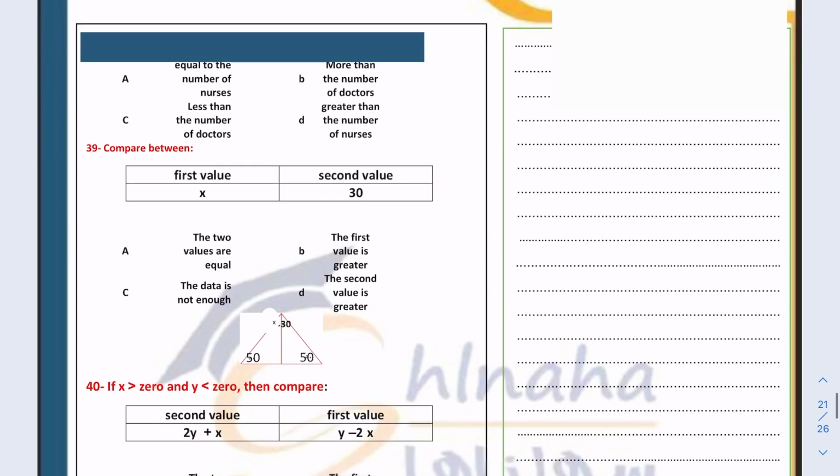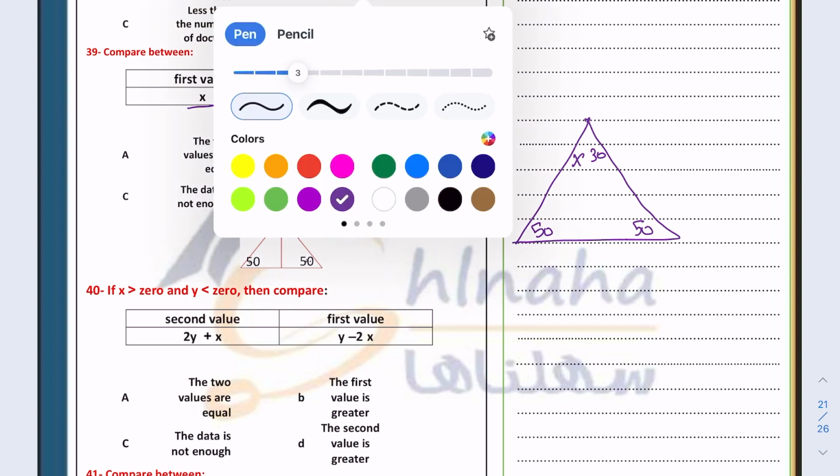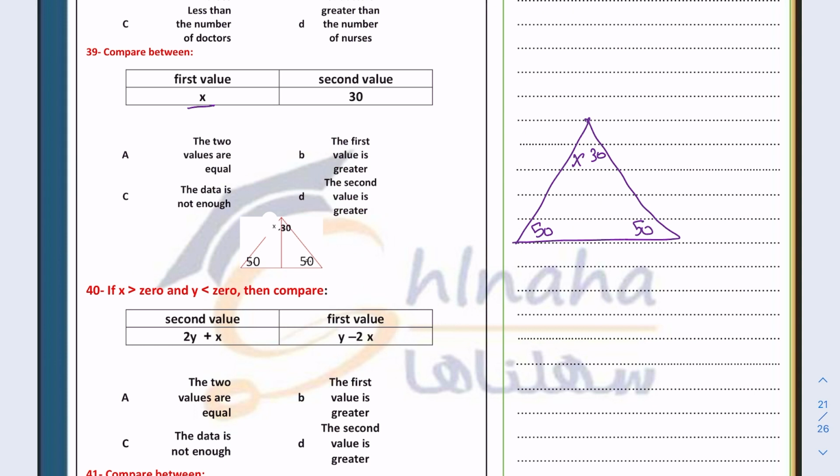Question number 39. In this figure, compare angle X and 30. Do you see? I will try to draw the question again. I have here 50, and here it's 50. Here it's 30. And here it's X. Now, I will try to erase this line. So now it's easy. I have one triangle.